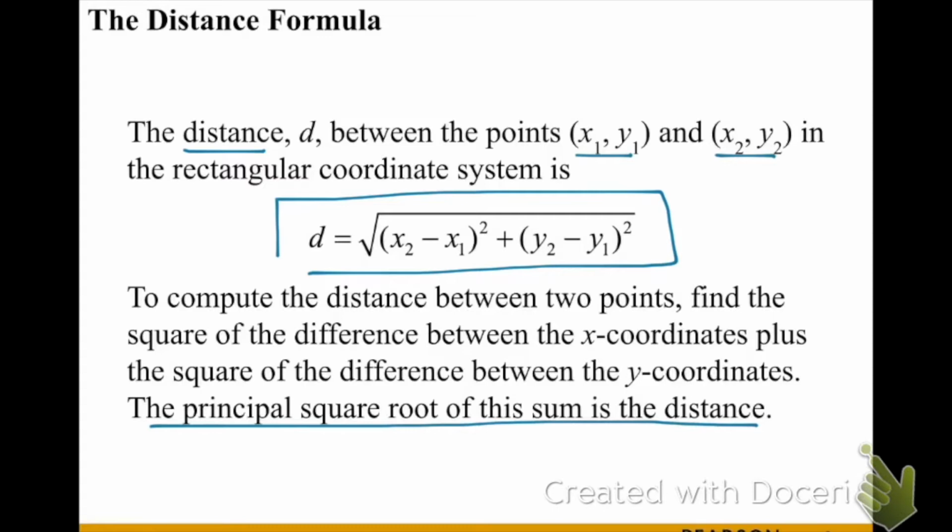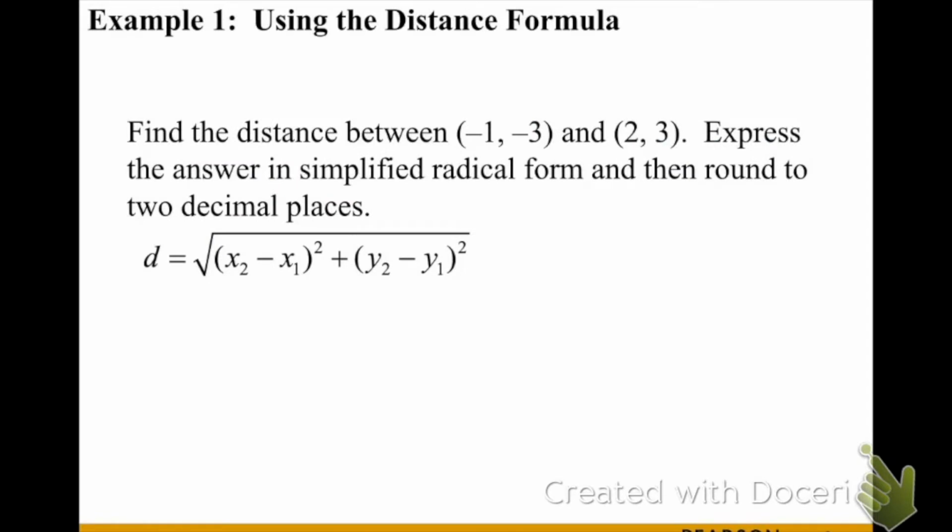So for example, if we wanted to find the distance between the 2 points (-1, -3) and (2, 3), I'm going to label our points (x1, y1) and (x2, y2). But please note that it does not matter which point you use first. As long as you start using one point, you need to make sure you use that x and y coordinate first in both your differences in the formula.